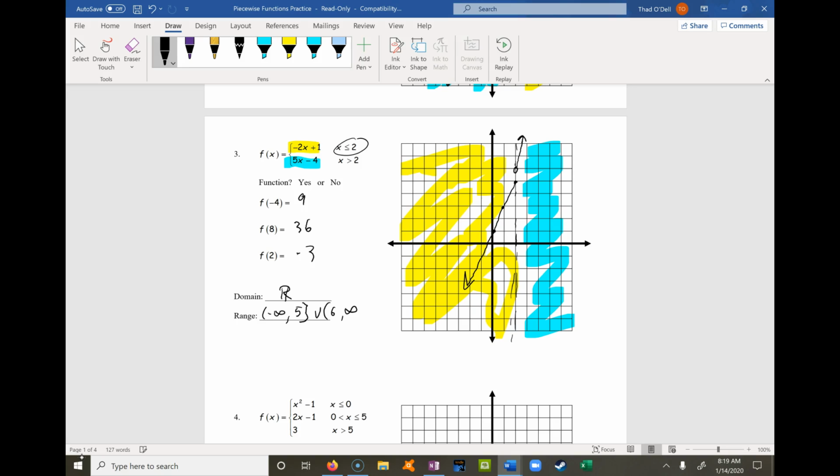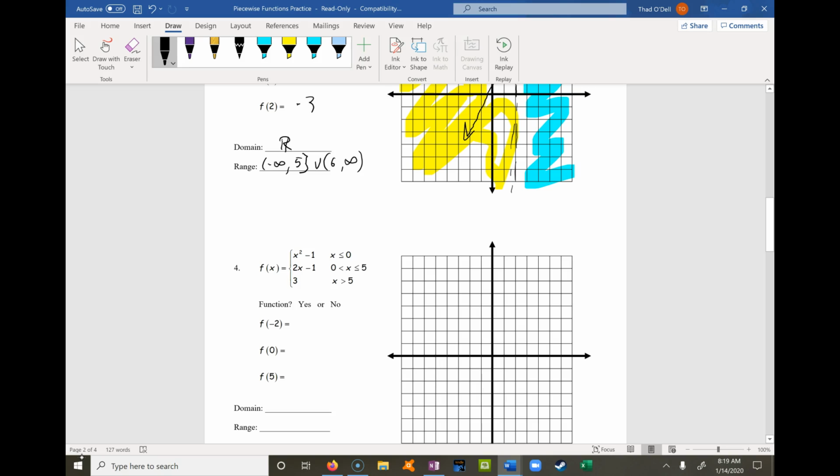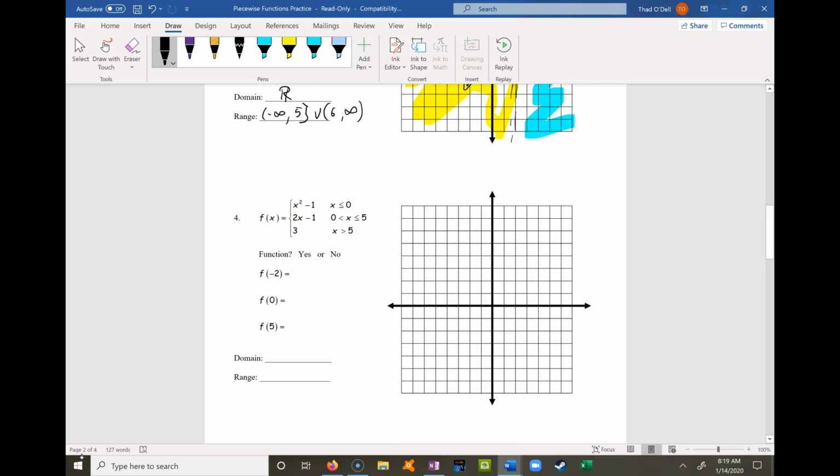Okay, and oh, here's a fun one. We got 3 pieces, so we got a dividing line at 0, another one at 5: 1, 2, 3, 4, 5. So we're going to bring in 3 highlight colors. Blue is going to be the first one to the left of 0. Yellow will be the next one between 0 and 5.